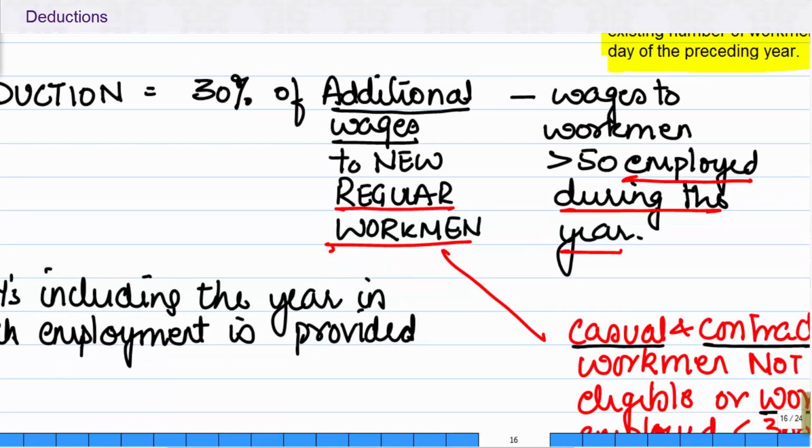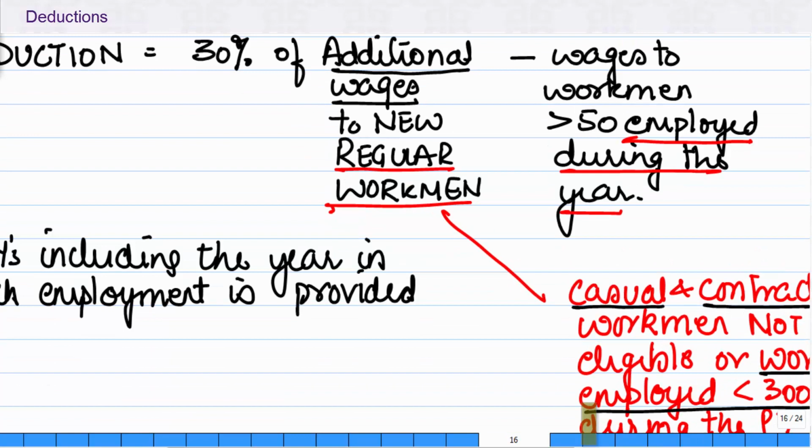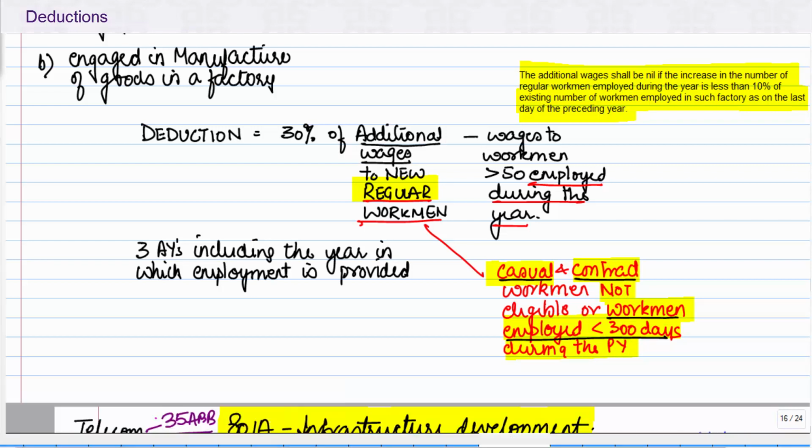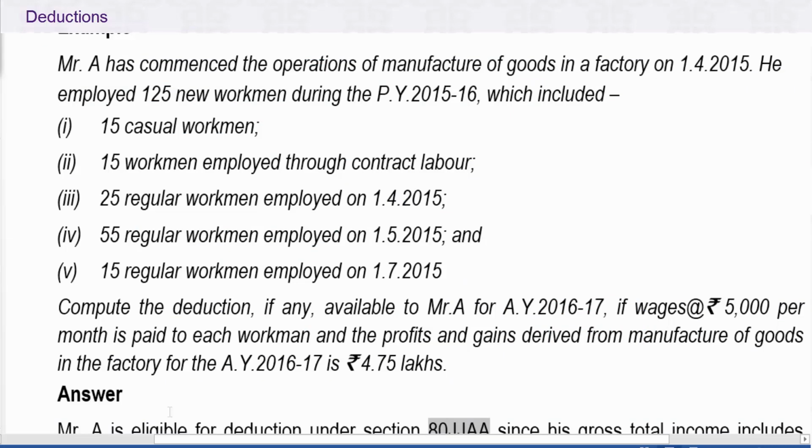Now one of the important points is the wording: new regular workmen. The word "regular" becomes important here. Casual workers, contract labor and people employed for less than 300 days during the previous year are not eligible. These are not eligible. So let's do a small question which was given in the ICAI amendment module to try and understand this in a simple manner.